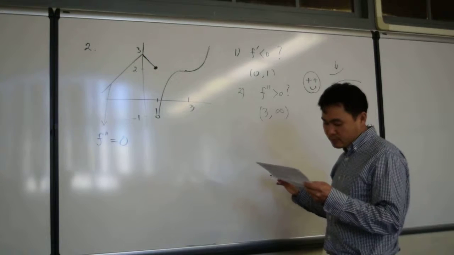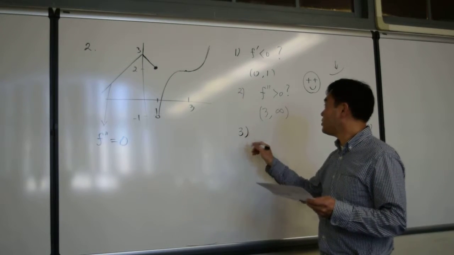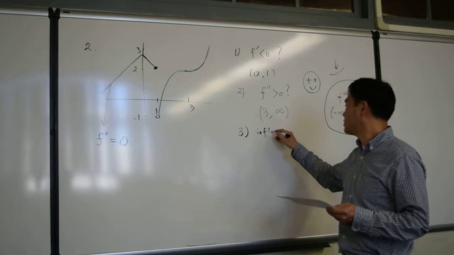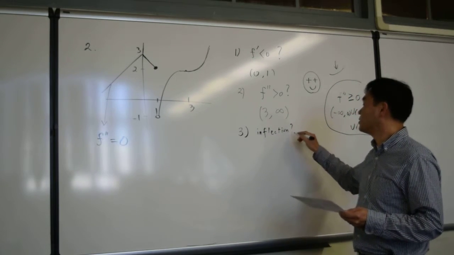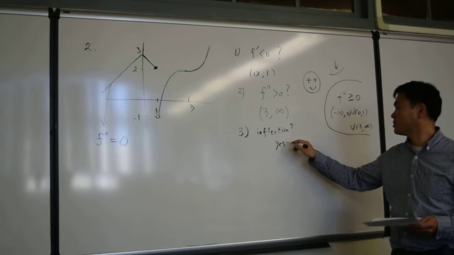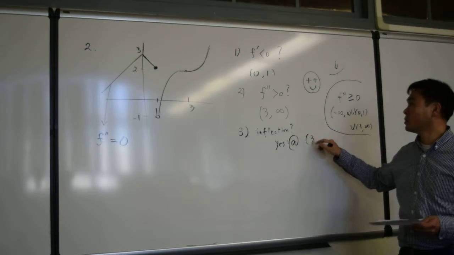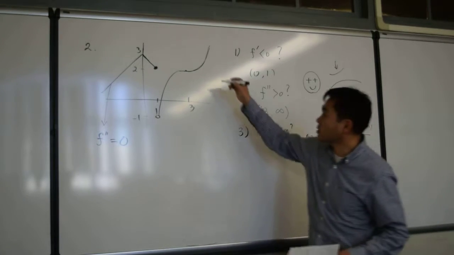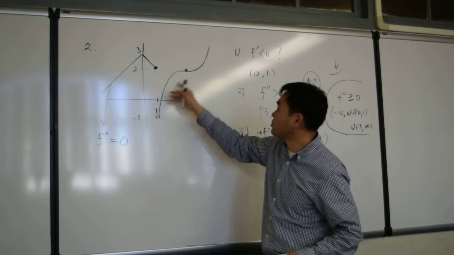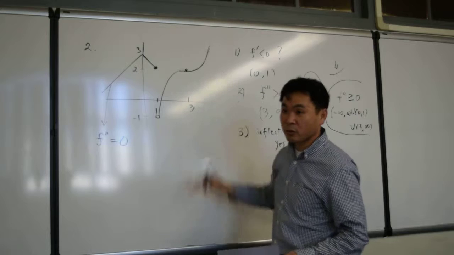Now, do we see an inflection point? The answer is yes. Where? At 3, 2. At this point. Before this point, it's concave down. After this point, it's concave up.